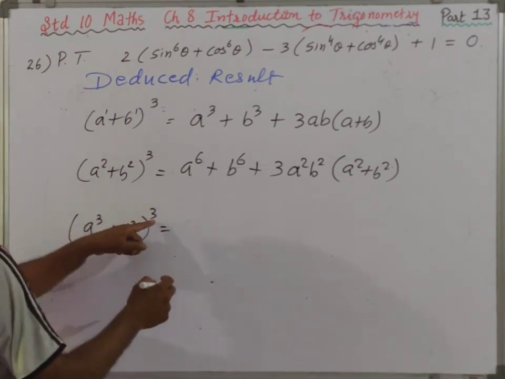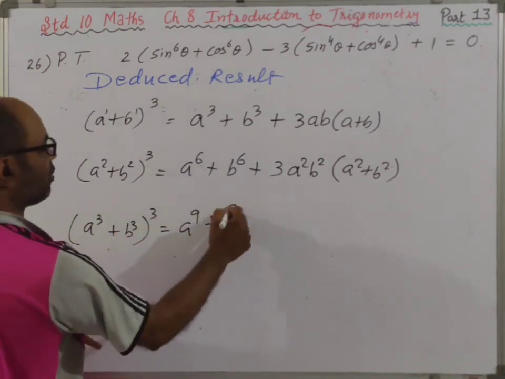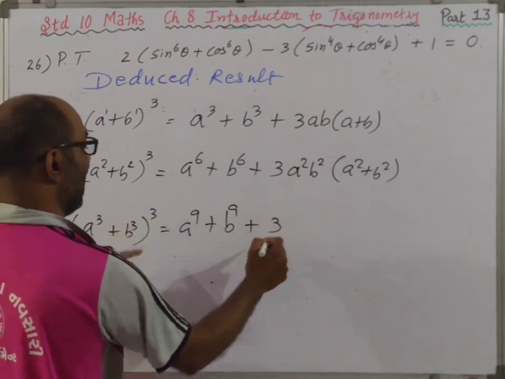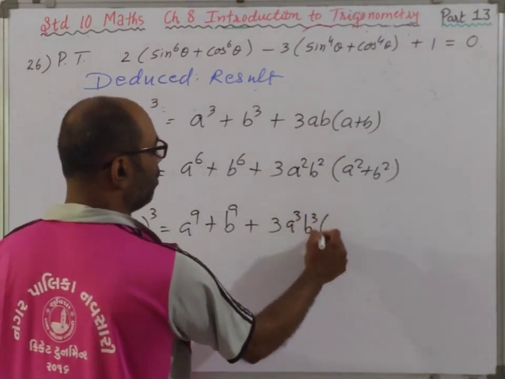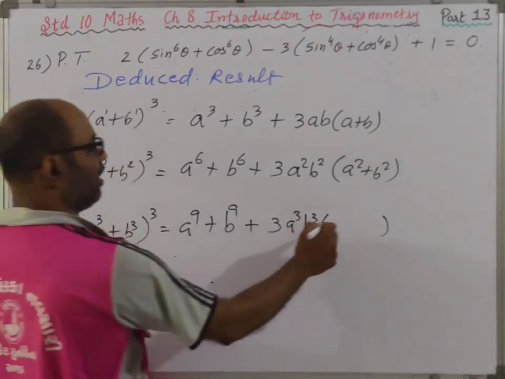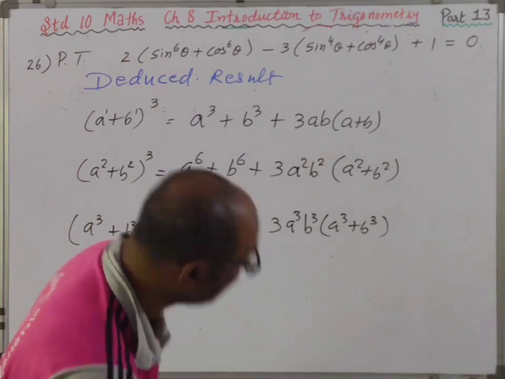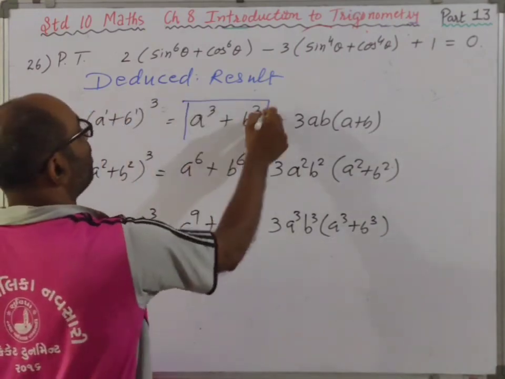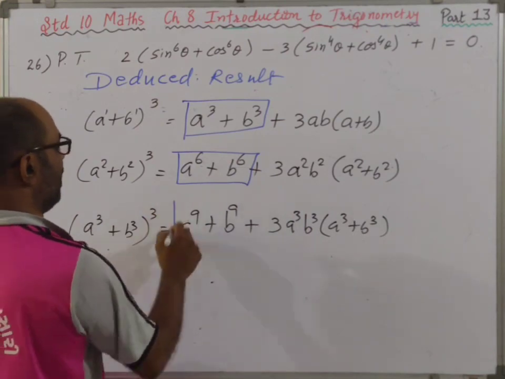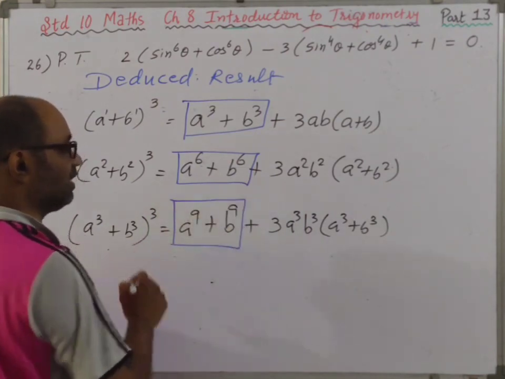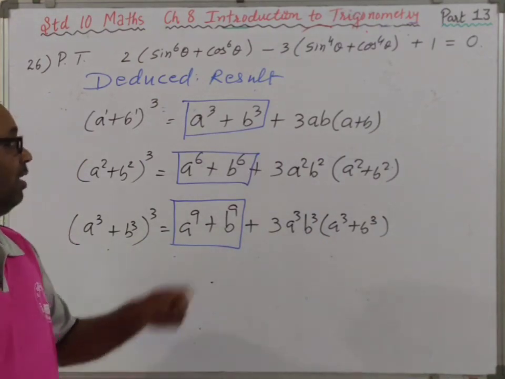So cube of a cube, a raised to 9, plus cube of b cube, b raised to 9, plus 3 times product of these two terms, that is a cube into b cube, into sum of these two terms, that is a cube plus b cube. But children, I want to make a cube plus b cube the subject of the formula. Here a raised to 6 plus b raised to 6 as subject of the formula. A raised to 9 plus b raised to 9 subject of the formula.